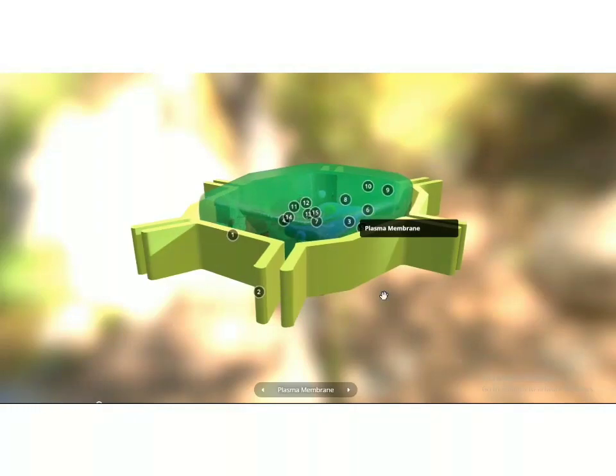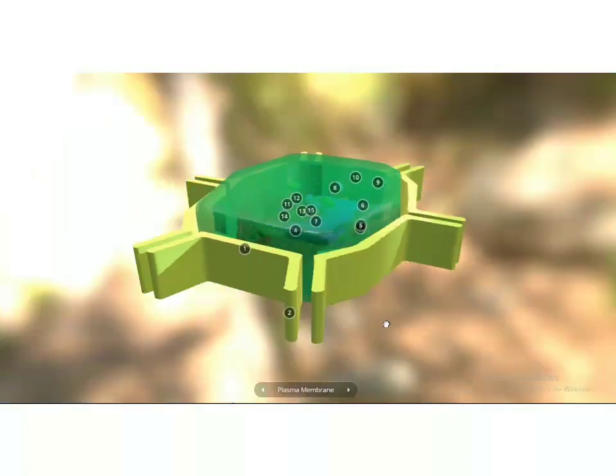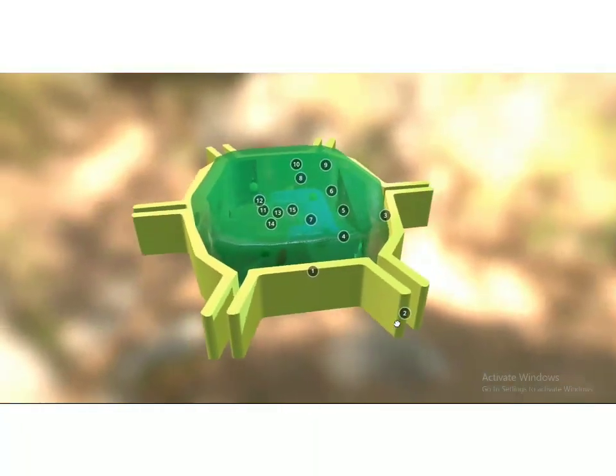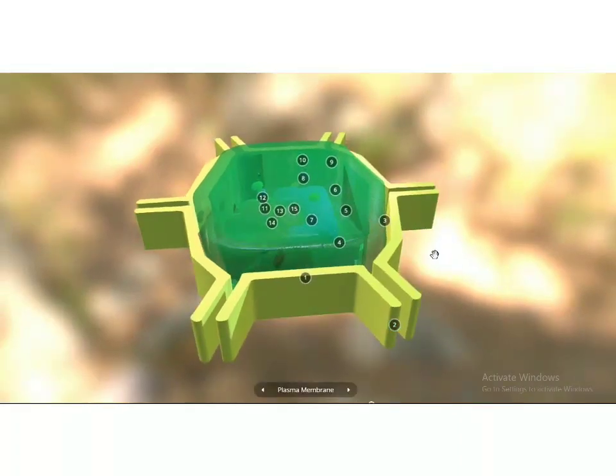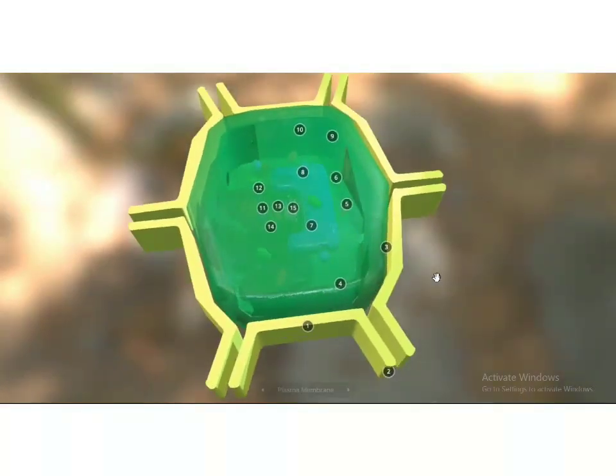Okay, let me explain. Suppose our whole body is a cell. Then our dress, the non-living cover, is like this cell wall, and our skin, the living thing, is like this plasma membrane. The plasma membrane is the living part, just like our skin, and the cell wall is the non-living part, just like our dress or clothes.